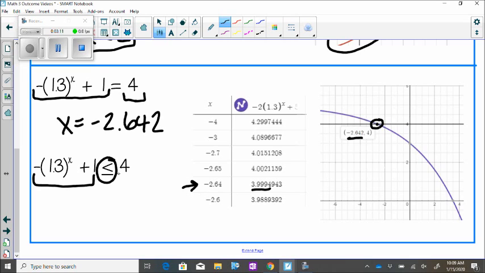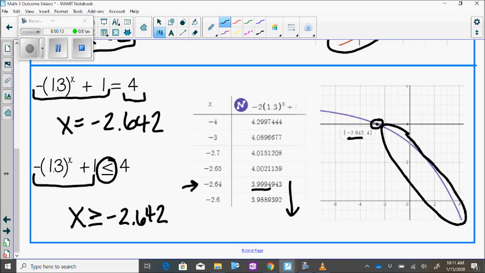But again, I don't want to know when I'm just equal to 4, but when am I less than or equal to 4. So after that point are the values that are less than 4. So the values that are after that intersection point would be when x is greater than or equal to negative 2.642. On the graph, again, you can see that we are less than 4 underneath of that horizontal line, so that is after that intersection point, which is why it's greater than or equal to.